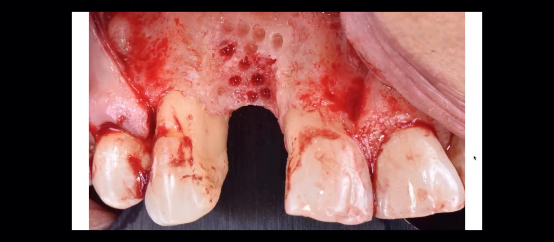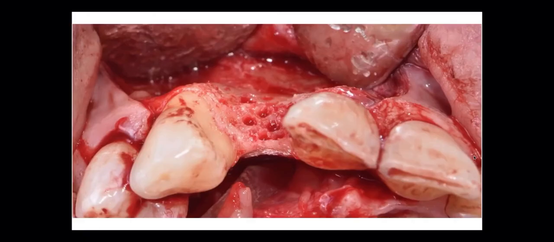Why do we do those perforations? Because we need to have more blood coming out of the bone. So more blood, more bone cells coming out towards our graft. This is an occlusal view.